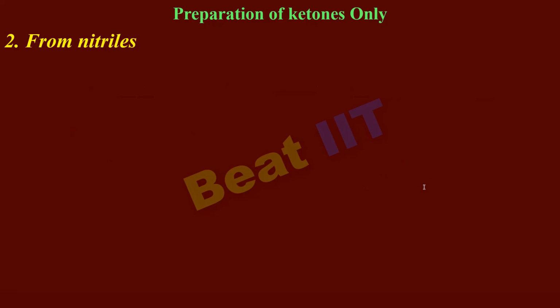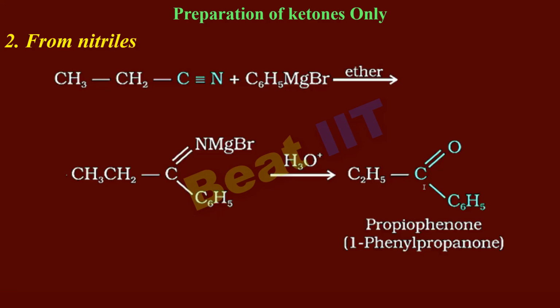Next one, from nitriles. Nitriles means CN. In this case, we have CN here, nitrile group. We get it reacted with Grignard reagent in presence of ether. Otherwise, Grignard reagent will react with the moisture of the air.